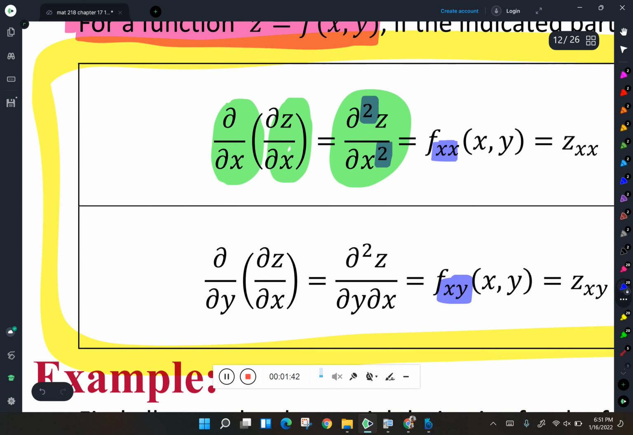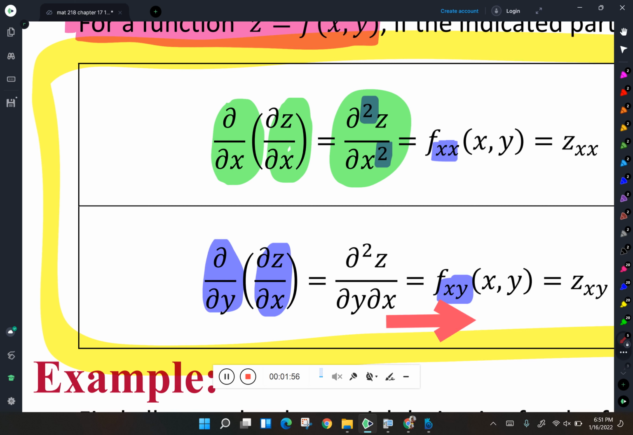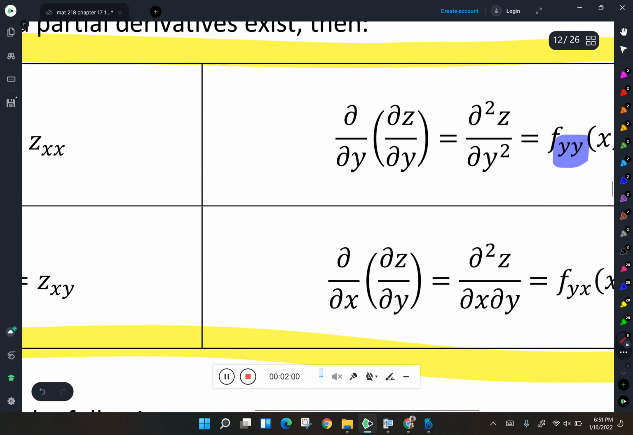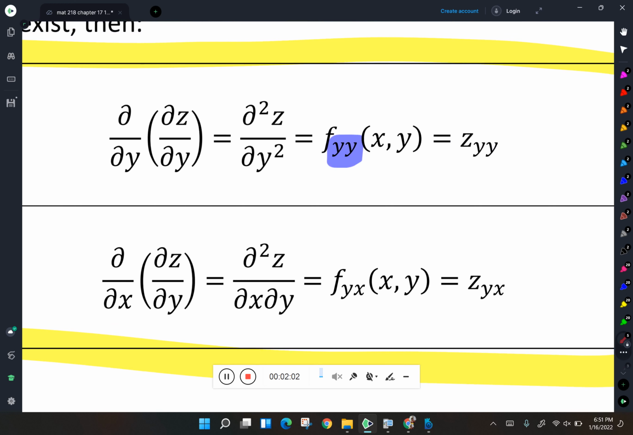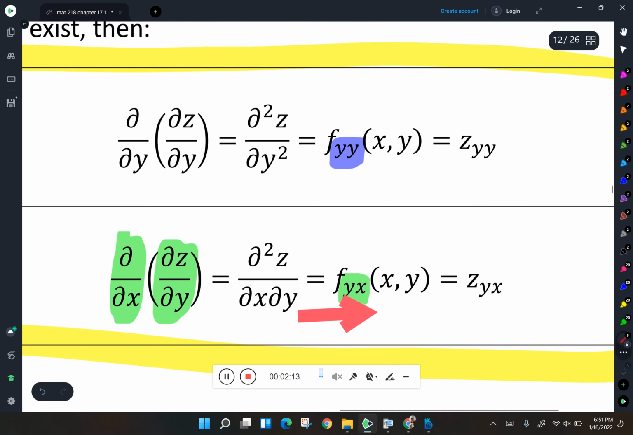Take a look at this notation, okay? This means that the first time we took the derivative was x, and the second time was y. So we're reading from left to right here. First partial with respect to x, and then the second partial with respect to y. And that is not the same as this order right here. This says first time you do y, and then the second time you do x. Reading from left to right. First time y, second time x.